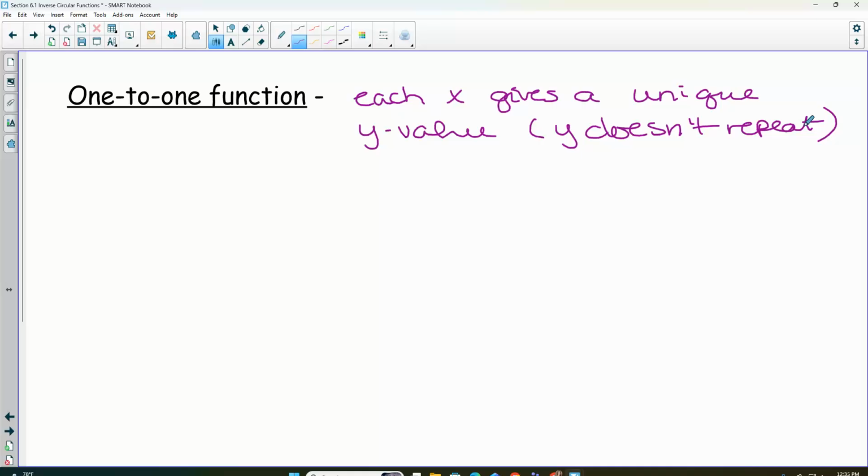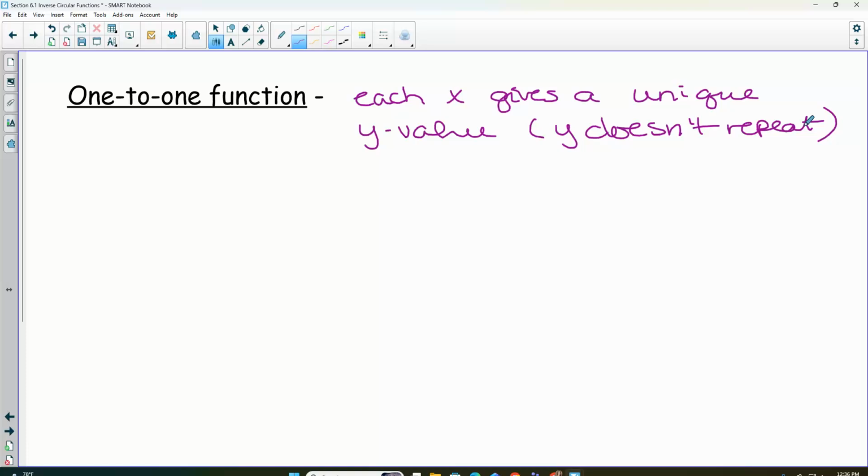With our trig functions, are they one-to-one? Do the y's repeat? Like sine of 30 degrees is 1/2. What's the sine of 150 degrees? Sorry, 150. 1/2. So is y unique there? No, it repeated. So our trig functions are not one-to-one.